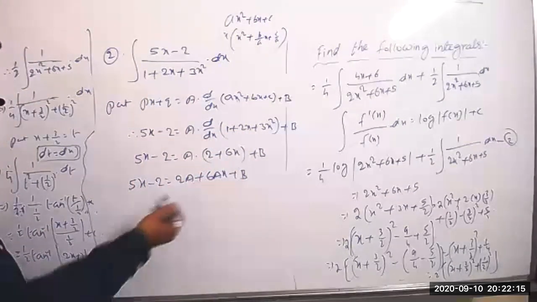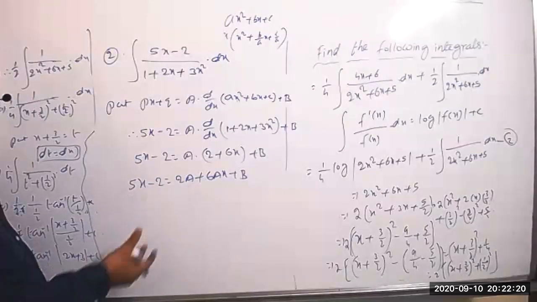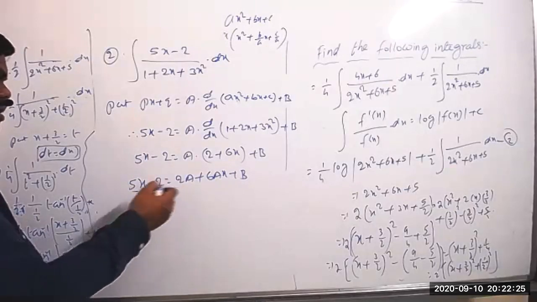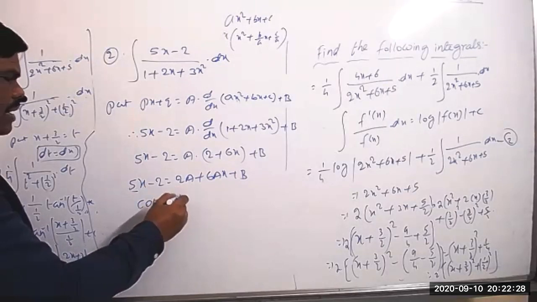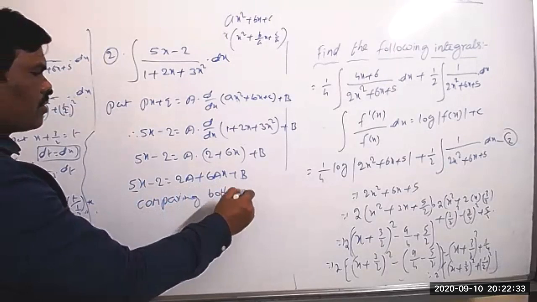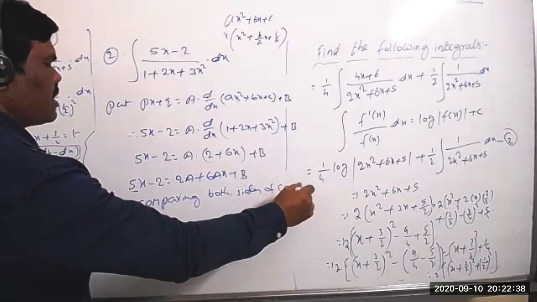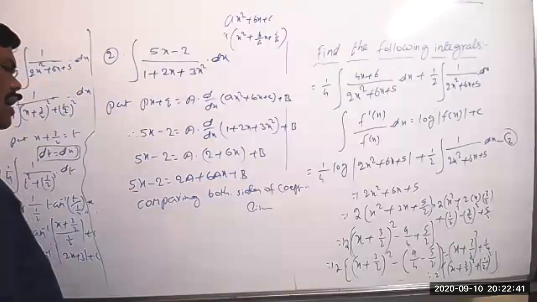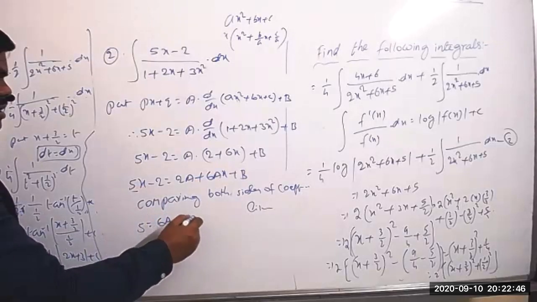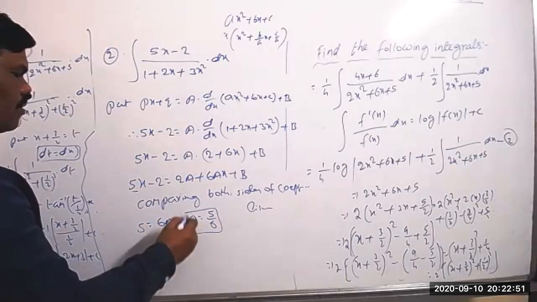Now compare both sides. First you compare the like coefficients. That means same terms we have to compare, the x term and the constant value. If you want, you can write clearly: comparing both sides, coefficients of like terms. So x terms, you can take 5 equal to 6A. That implies the value of A equal to 5 by 6. One value we got now.